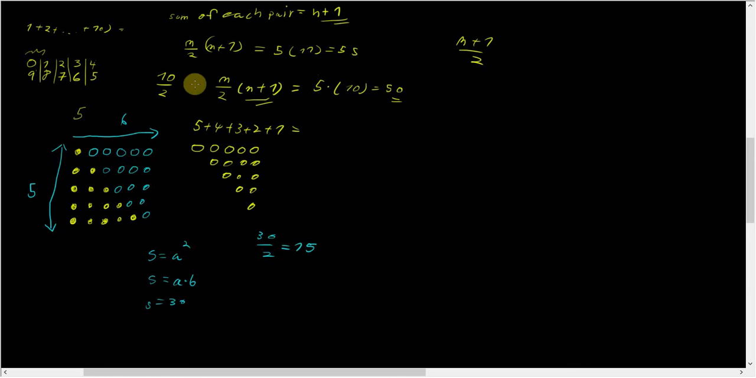Let's figure out if that's true. So 5 plus 4 is 9. 9 plus 3 is 12. 12 plus 2 is 14. Plus 1 is 15. Yes, we are right.